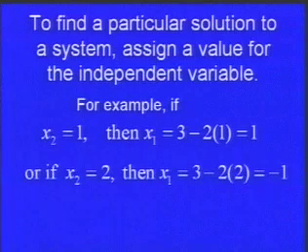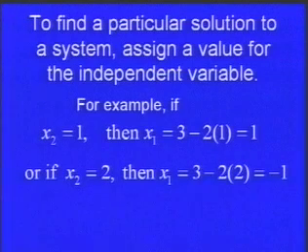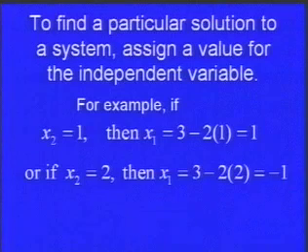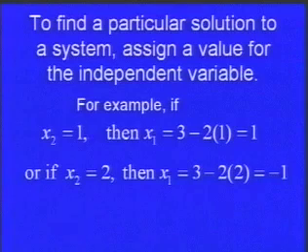If instead we were to say x2 is 2, then x1 would equal 3 minus 2 times 2, which is negative 1. So that point would be negative 1, 2. So there's a couple of particular solutions, a couple of points that satisfy the system. That's the difference between a particular solution versus a general solution. General solution gives you the setup of all of the solutions. Particular solution is just a specific point that fulfills the conditions.